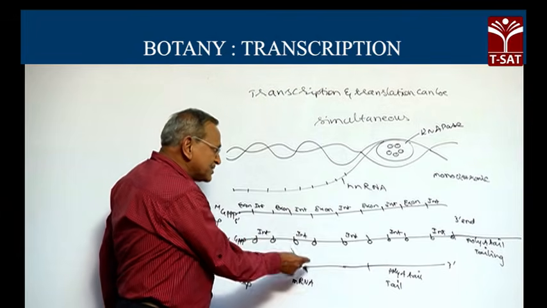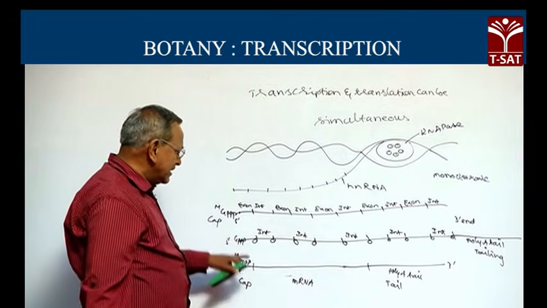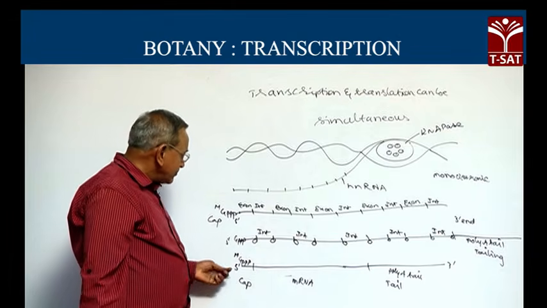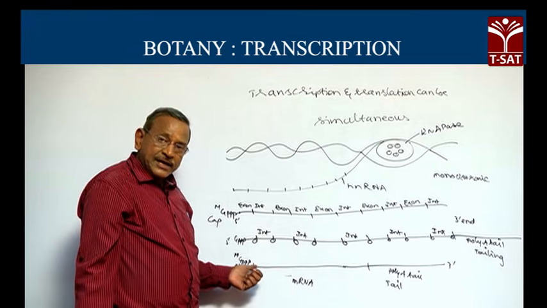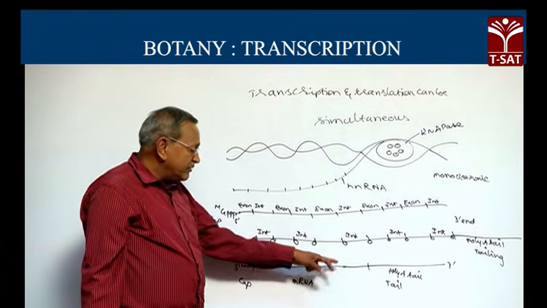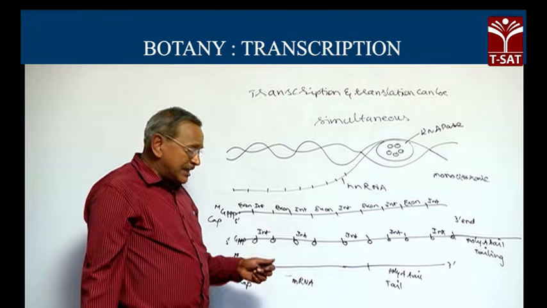So after processing, hnRNA is changed into mRNA. The methylated guanine cap helps in coming out of the nucleus and well functioning of the mRNA.